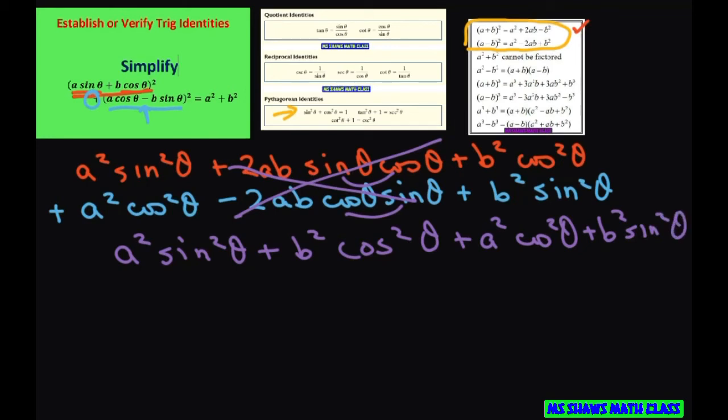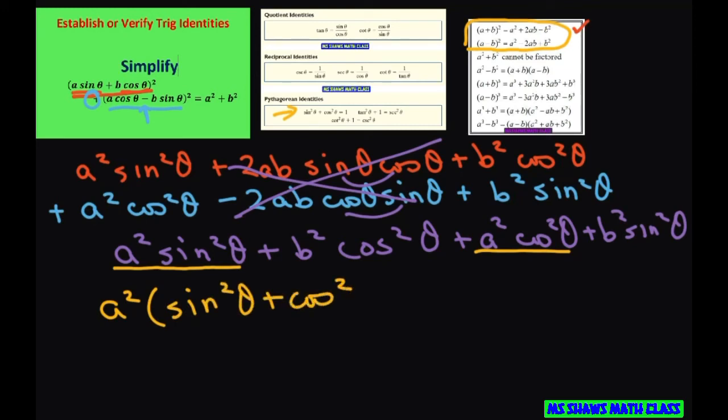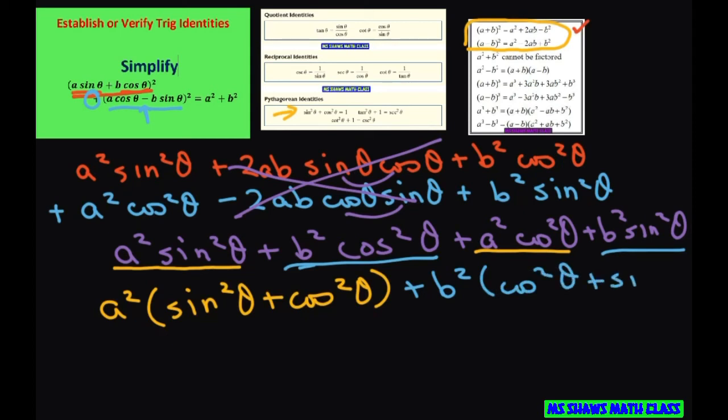Now, what we're going to do is pull out our a squares. So if I'm going to factor out a squared first, I'm going to get a squared times sine squared theta plus cosine squared theta. So I did that part, and then do the b squares. Factor out b squared. When you factor that out, you're going to get cosine squared theta plus sine squared theta.